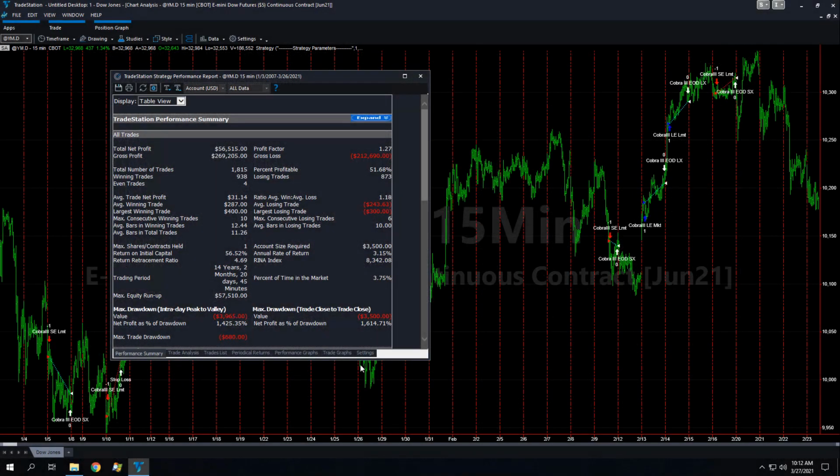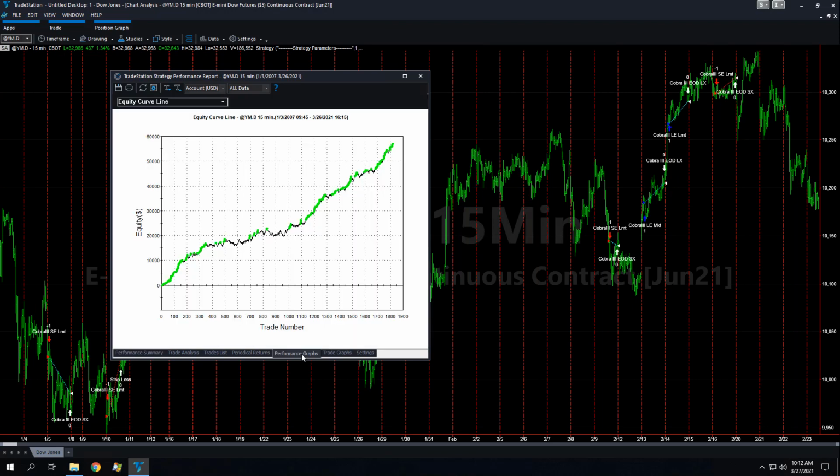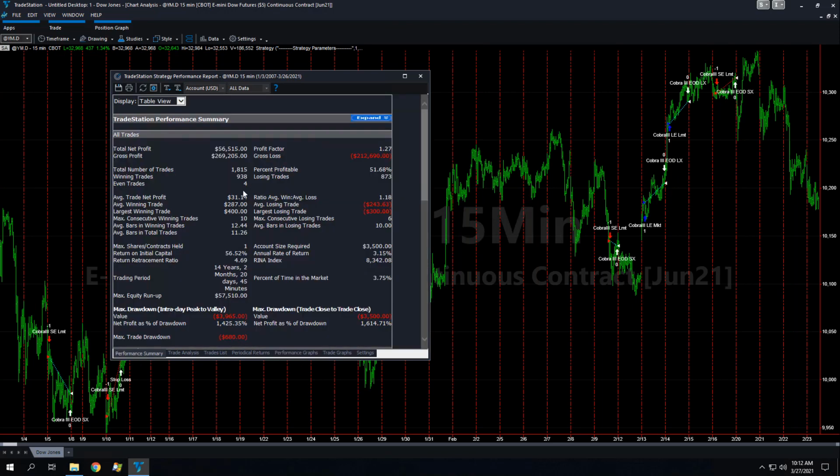Continue our discussion on Cobra 3 E-mini Dow. Let's take a look at the performance summary. Here is the equity curve. Here is the performance results. Average trade profit is low, and this is without slippage and commission. So let's look at it in recent performance.